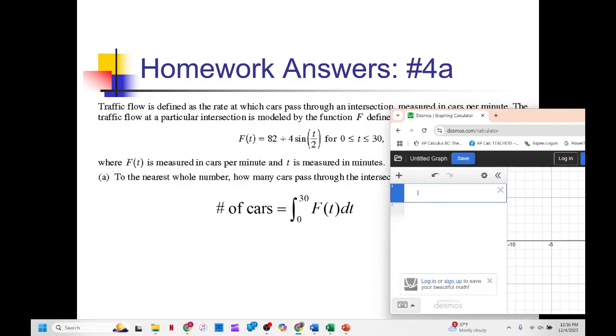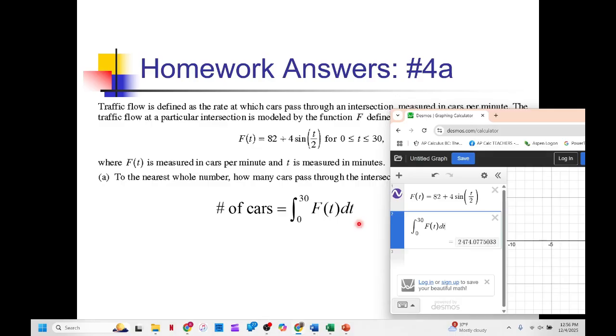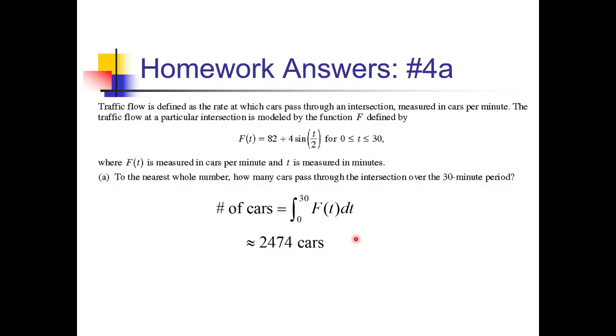So I'm going to start by entering this big F of t function in here. So we got F of t equals 82 plus 4 sine, and then parentheses, t divided by 2, and close that. And let's go ahead now and do this. So integral from 0 to 30 of f of t dt. And they said to the nearest whole number, so we'll just round it off. That'll be 2,474, and that's going to be in cars.